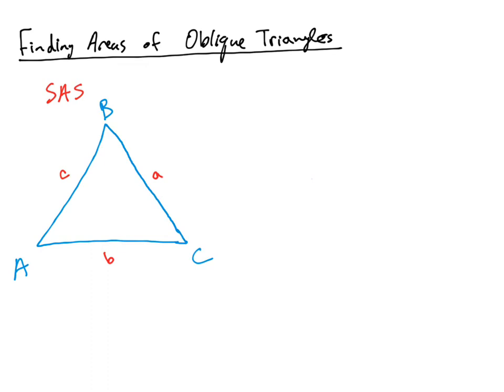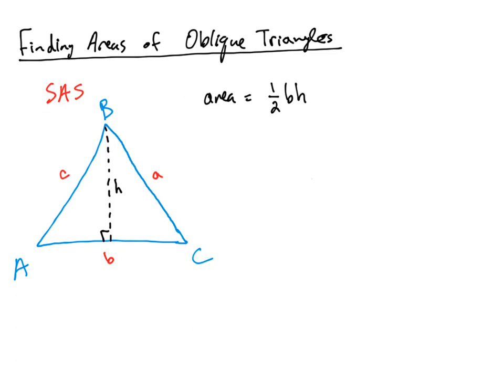Okay, so let's say we want to find the area of this triangle. What I'm going to do is draw an altitude like this, and let's call it H. For the area of a triangle, we know that it's 1/2 the base times the height. However, in this triangle, we don't know the height, so we need to do a little bit of work here.